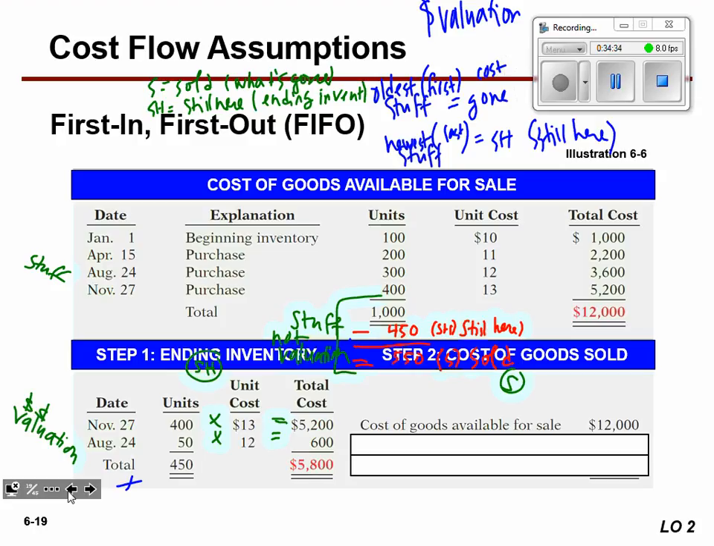So the 450 things that are still sitting here, because we're on the valuation side of all of this, are costing us $5,800 to be collecting dust. You answered this question already, but the more expensive stuff is still here.